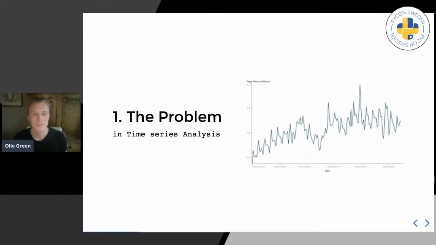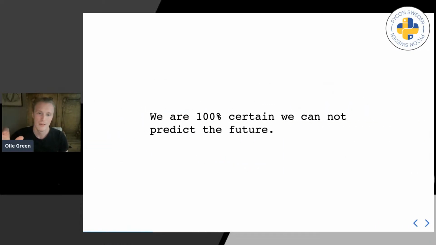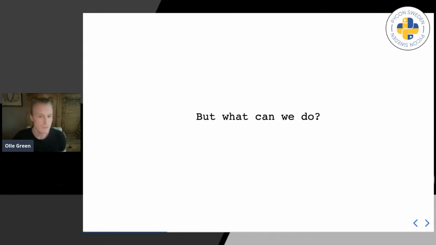Okay, let's talk about the problem in time series analysis. The one thing that we can all agree on is that with 100% certainty, we can say that we cannot predict the future. Basically, what we're trying to do here using statistics and mathematical modeling is to find some way that we can get as close as possible to what we think the future demand is going to be for a product, service, etc. But then, of course, we want to understand what can we do? What certain factors can we take into consideration? How can we actually predict the future?